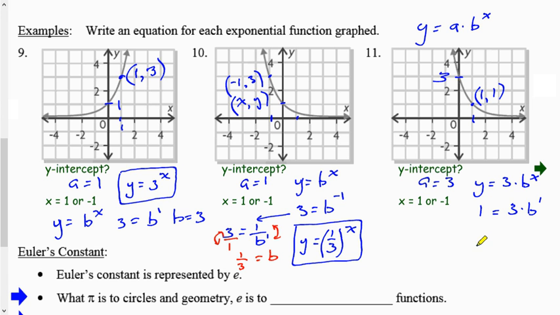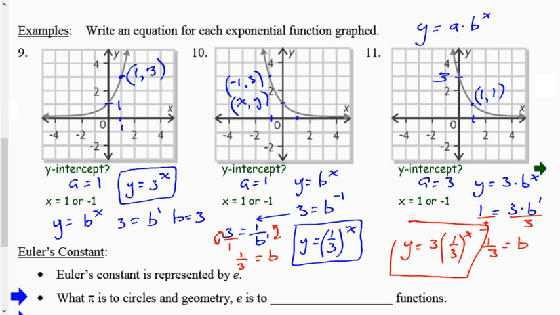Now I want to solve for this b, so I'll undo that multiplying by 3, and I'll divide both sides of this equation by 3, which will give me b is equal to 1/3 again. So question 10 and 11 both have the same b value, but the graphs are different because they have different a values. So my equation here will be y equals 3 times 1/3 to the exponent x. And this will be the equation for graph number 11.